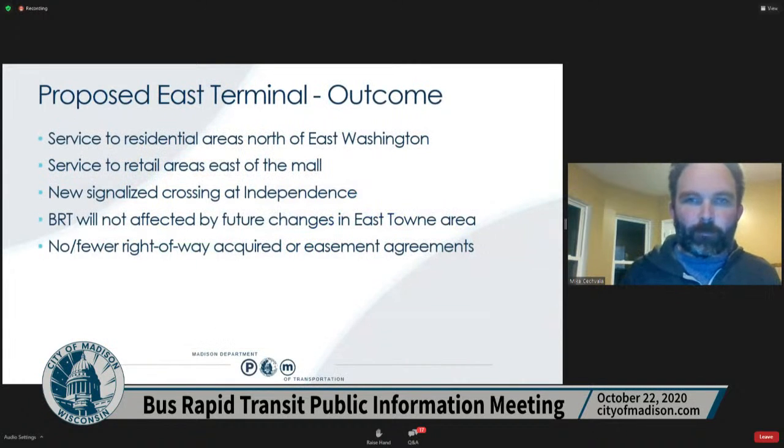So the outcome of the proposed East Terminal revision would be that we would provide better service and access to the residential areas north of East Washington, service to retail areas east of Easttown Mall, and a new signalized crossing at Independence, which would make it easier to access the BRT stations compared to the existing stations. BRT will not be affected by future changes in the Easttown area, and most likely no right-of-way acquired or easements necessary to build the stations.